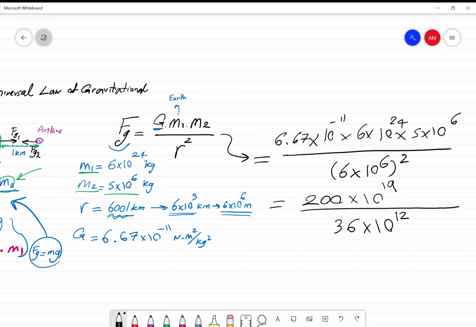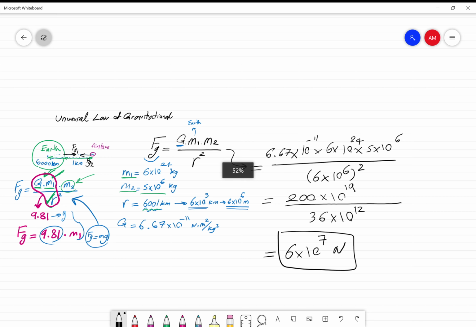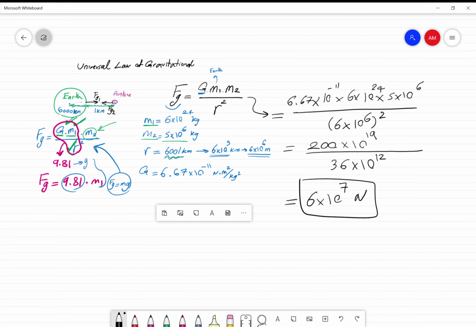Again, I'm doing a very quick calculation without using the calculator. We just want to go through the process. So 200 divided by 36 is roughly equal to 6. Again, 5 point something. And 10 to the power of 19 divided by 10 to the power of 12 is equal to 10 to the power of 7 Newton. So this is the force. Again, all our calculations were very quick and rough, but that is the gravitational force being applied to the airplane and Earth based on our example. Do you have any questions? Okay. Everything is clear?